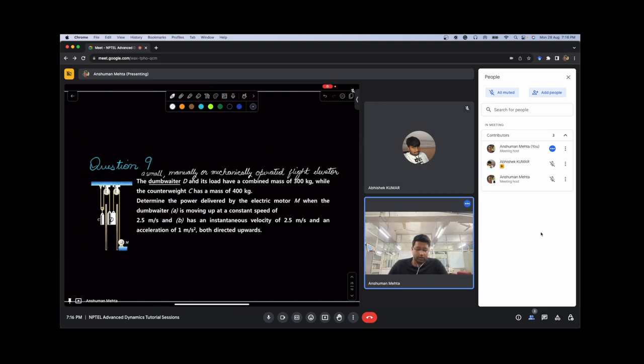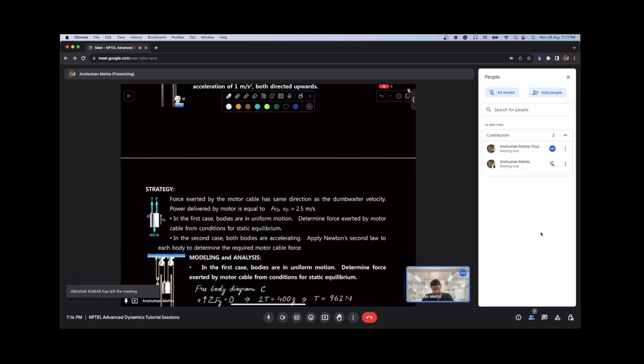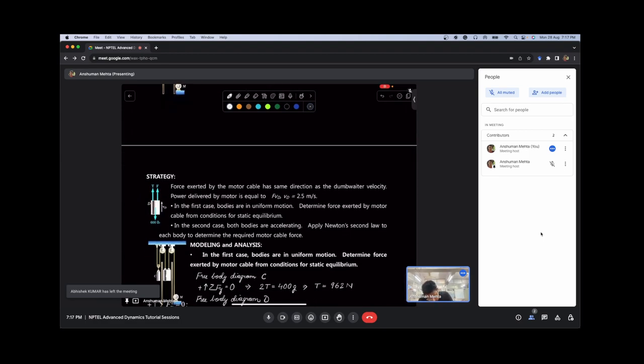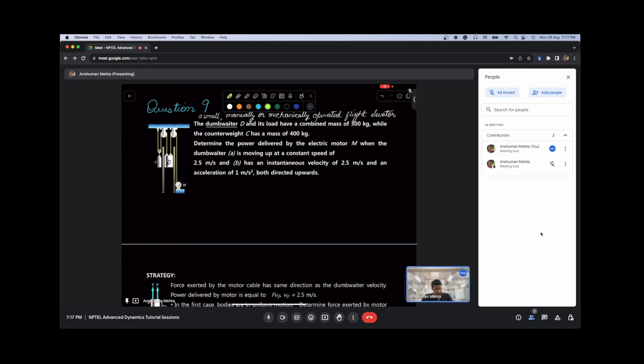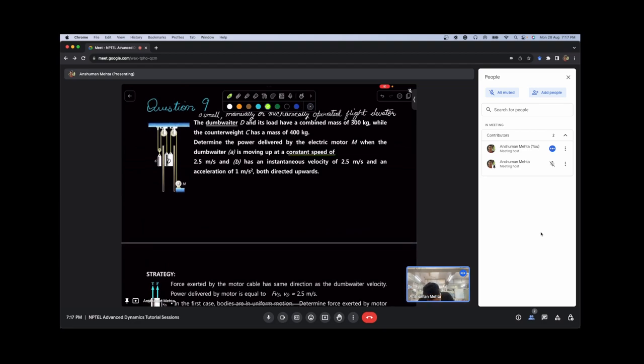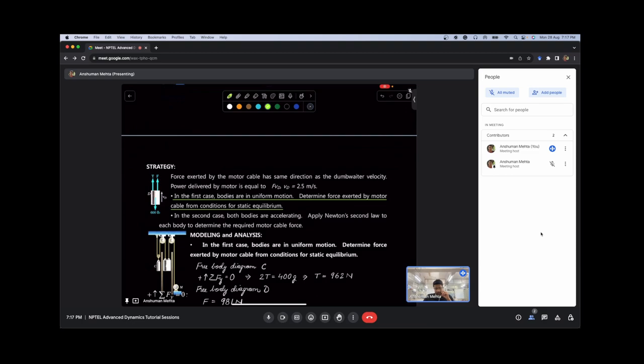So there are two cases. One, the dumbwaiter is moving up at a constant speed, and another where it has an instantaneous velocity as well as acceleration. So the strategy is different in both cases. Power we know is equal to F times Vd, where F is the force it is experiencing, and velocity is known, it is 2.5 meters per second in both cases. The problem comes in the second case, where both bodies are accelerating. So we have to apply Newton's law to each body to determine the required motor cable force.